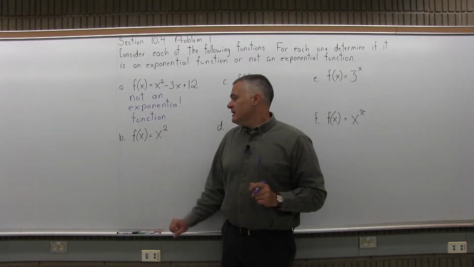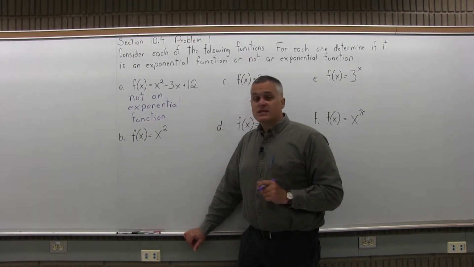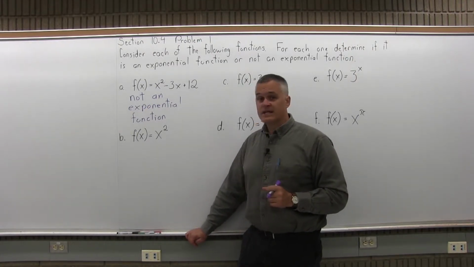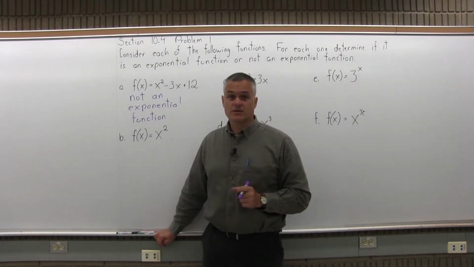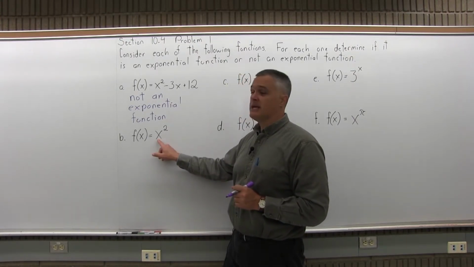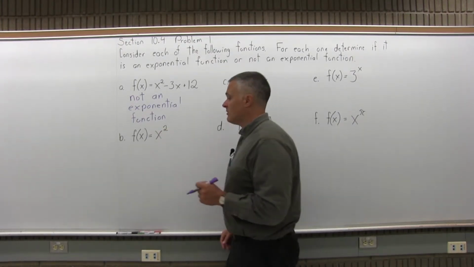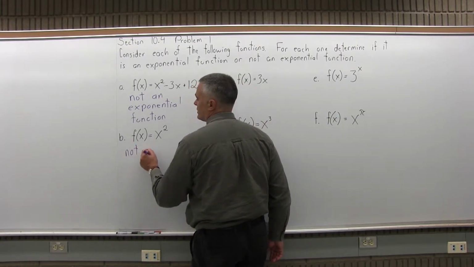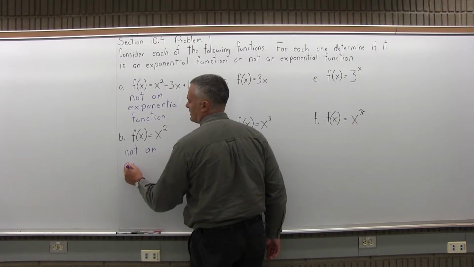Part B is a simple function. It says f of x equals x squared, or if you like, f of x equals x to the second power. Is that an exponential function or not an exponential function? And the answer is it's not an exponential function. The variable is in the base. The exponent is just a regular plain old number. So the answer for part B is also not an exponential function.